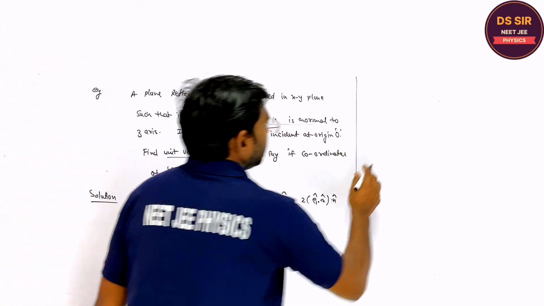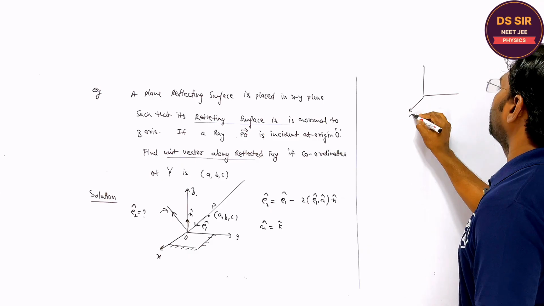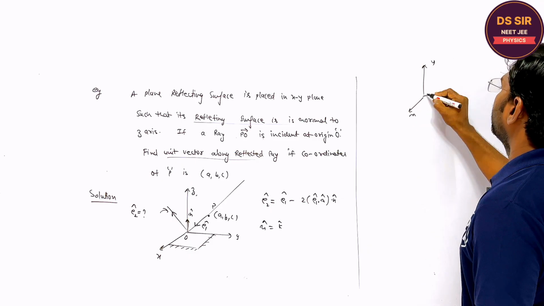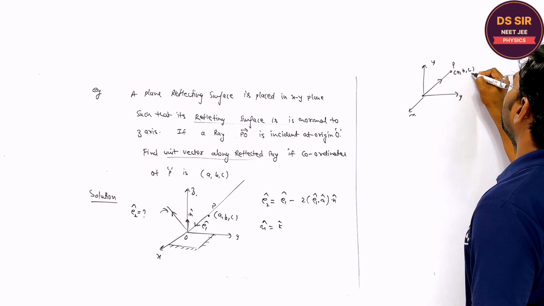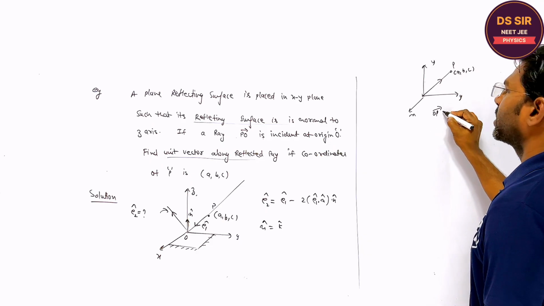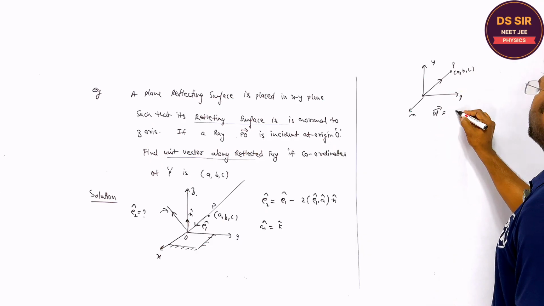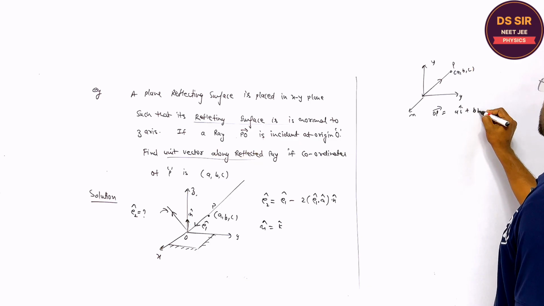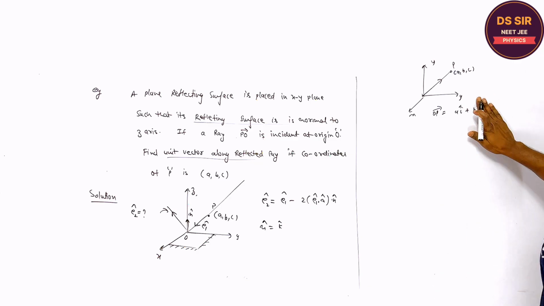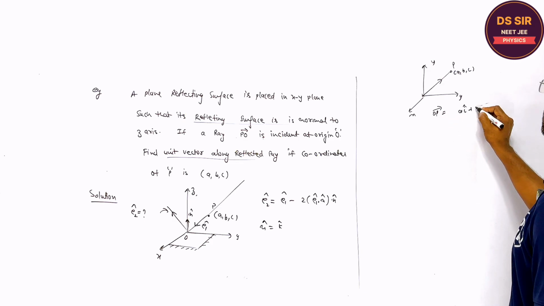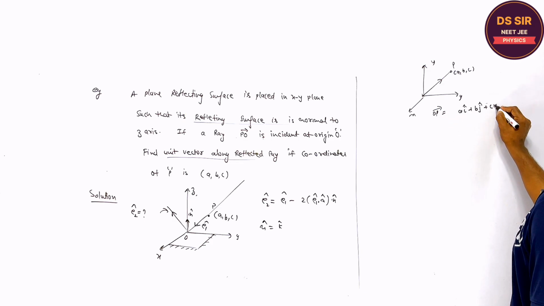Listen one thing. If this is the xy plane, and this is the origin, and this is the point P, and the coordinates are a, b, c, so what will you write the OP vector? The OP vector is nothing but a i cap plus b j cap plus c k cap. Is it clear or not?